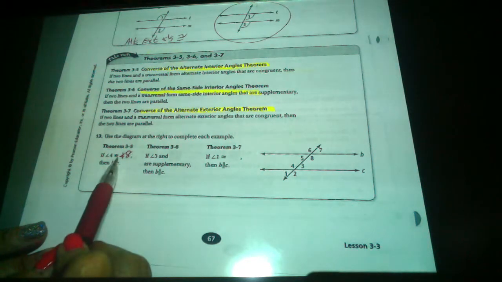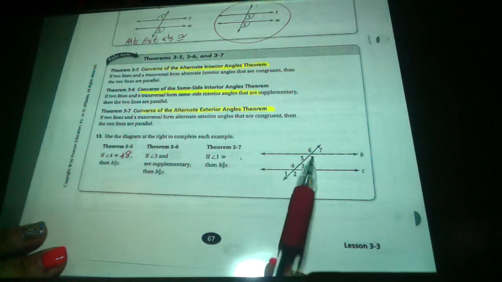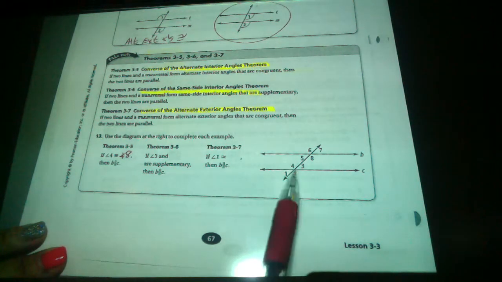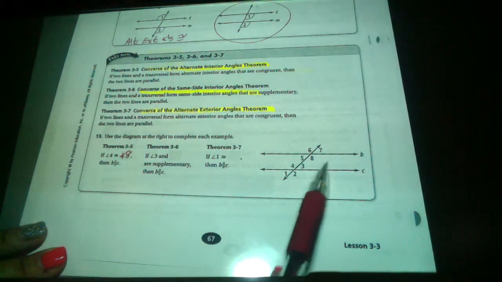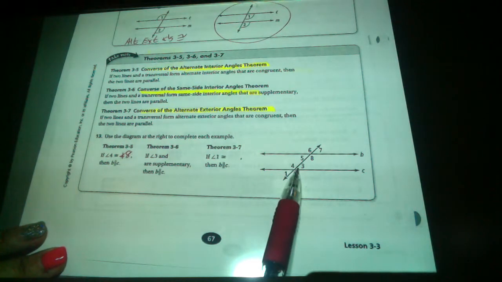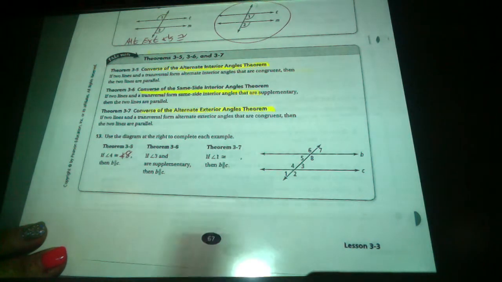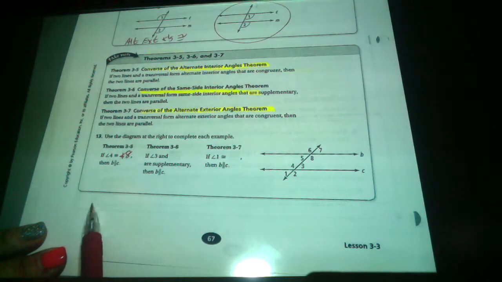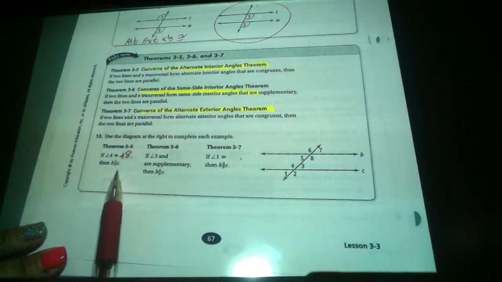Would you say that 4 and 8 are alternate interior, so if alternate interior angles are congruent on two lines cut by a transversal, then those lines are parallel? That would be in the reason column. This would be one statement, that would be the statement column.